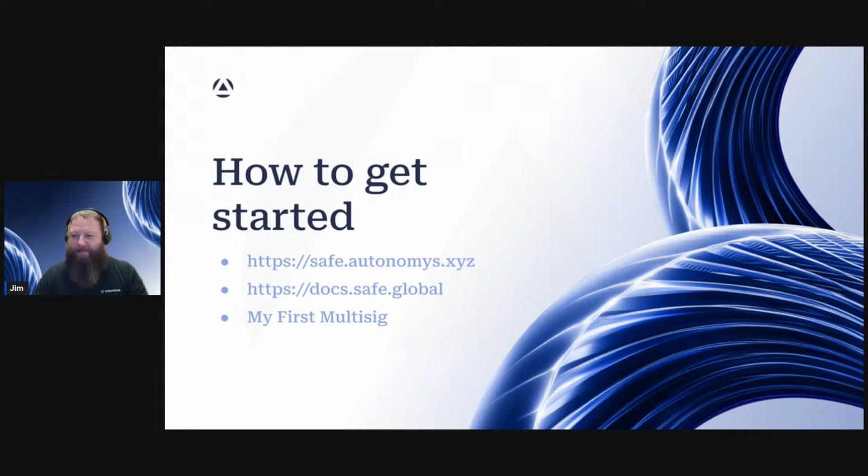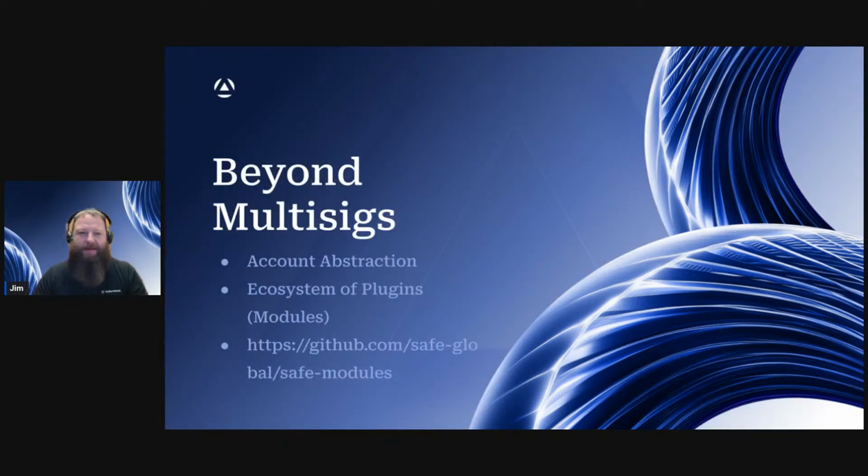Okay, so moving on. While Safe is best known for its multi-sig functionality, it offers far more than that, because it offers things like account abstraction. So what's that? Traditional wallets require users to manage seed phrases and pay gas fees manually. It's not a great experience. Account abstraction allows smart wallet contracts like Safe to remove these pain points.